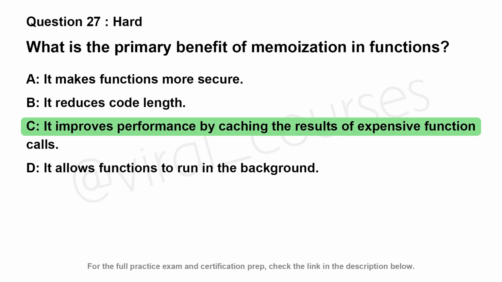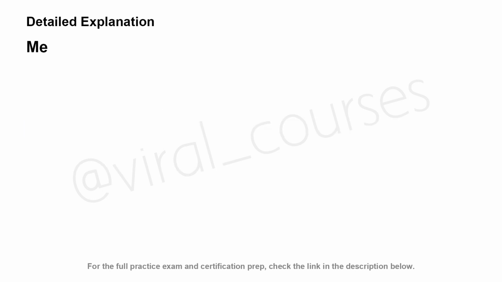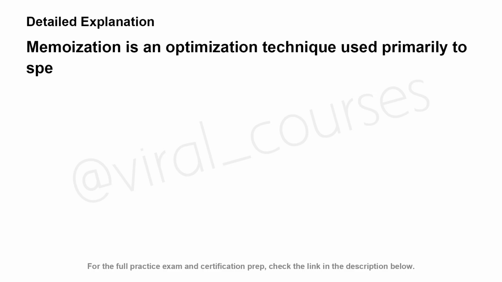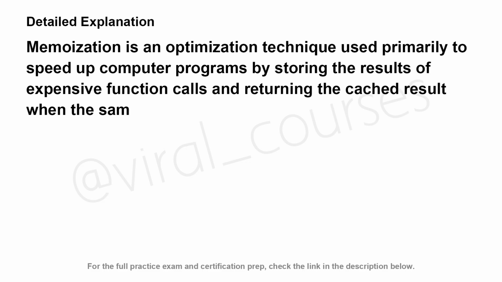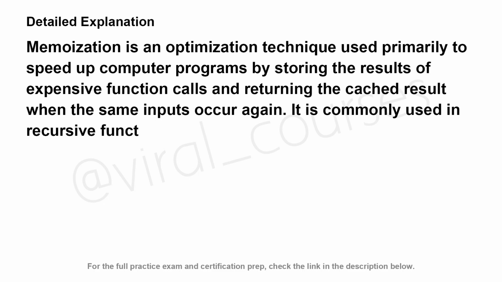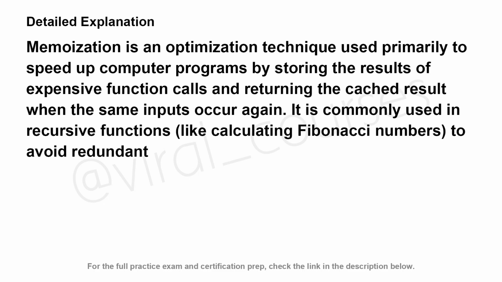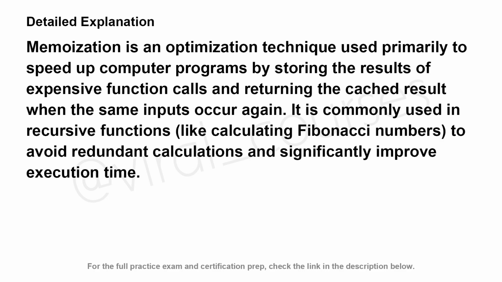The correct answer is C. Memoization is an optimization technique used primarily to speed up computer programs by storing the results of expensive function calls and returning the cached result when the same inputs occur. It is commonly used in recursive functions, like calculating Fibonacci numbers, to avoid redundant calculations and significantly improve execution time.